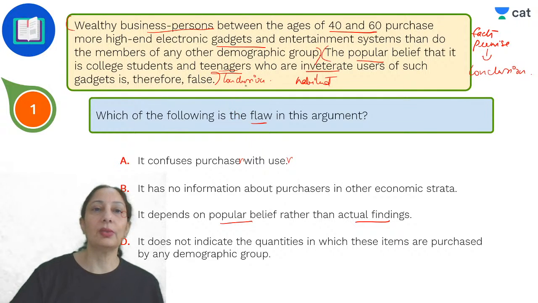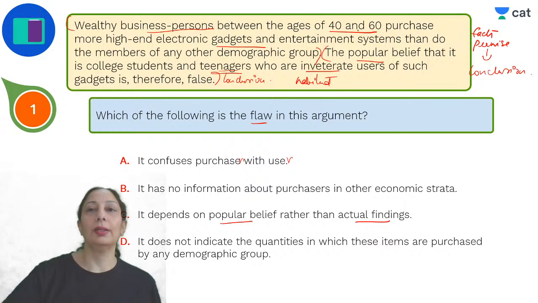Rugved, you didn't understand. Okay, let me explain to you. The argument is saying that people in the age group of 40 to 60 are wealthy businessmen and they are the ones who are buying all the electronic gadgets like phones and TVs and whatever gadgets, entertainment systems, home theaters, everything in the range of 40 to 60 years.